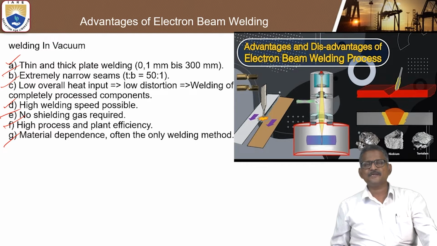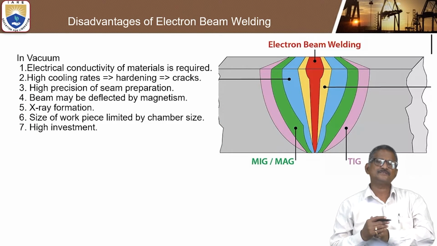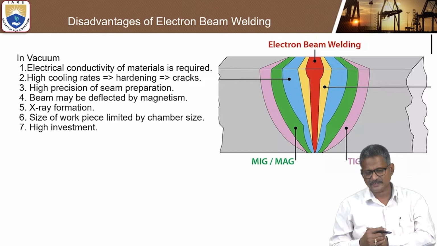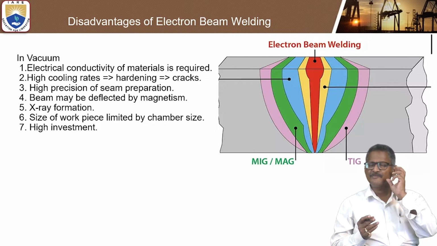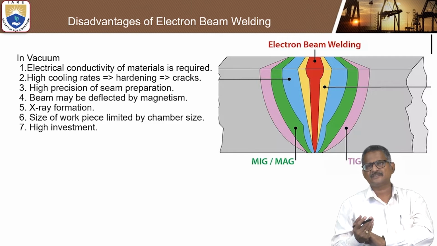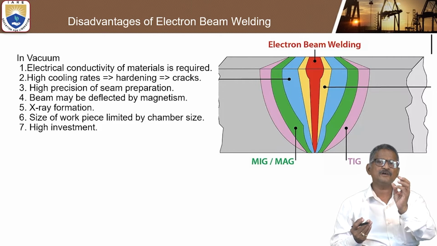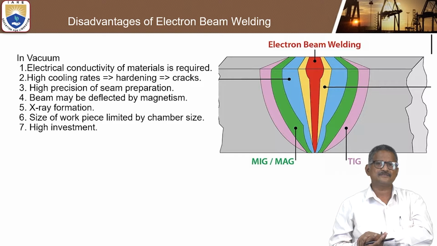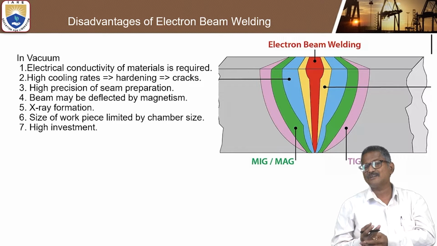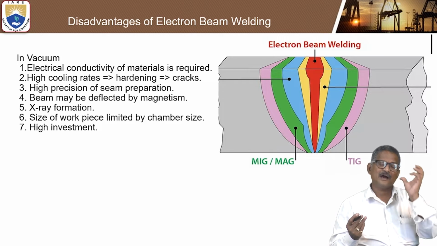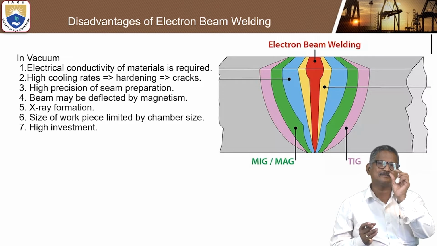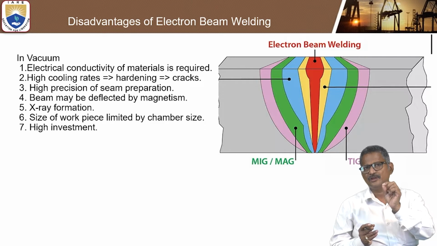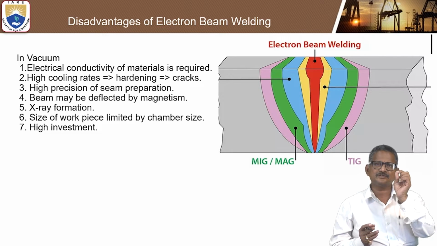And at the same time, coming to the limitations of this electron beam welding process. In any welding process, there will be advantages and disadvantages. In this case also there are a few drawbacks. What is that? Electrical conductivity of the material is required. When you want to weld high thickness materials, the electrical conductivity plays an important role, and then only can it be suggested.